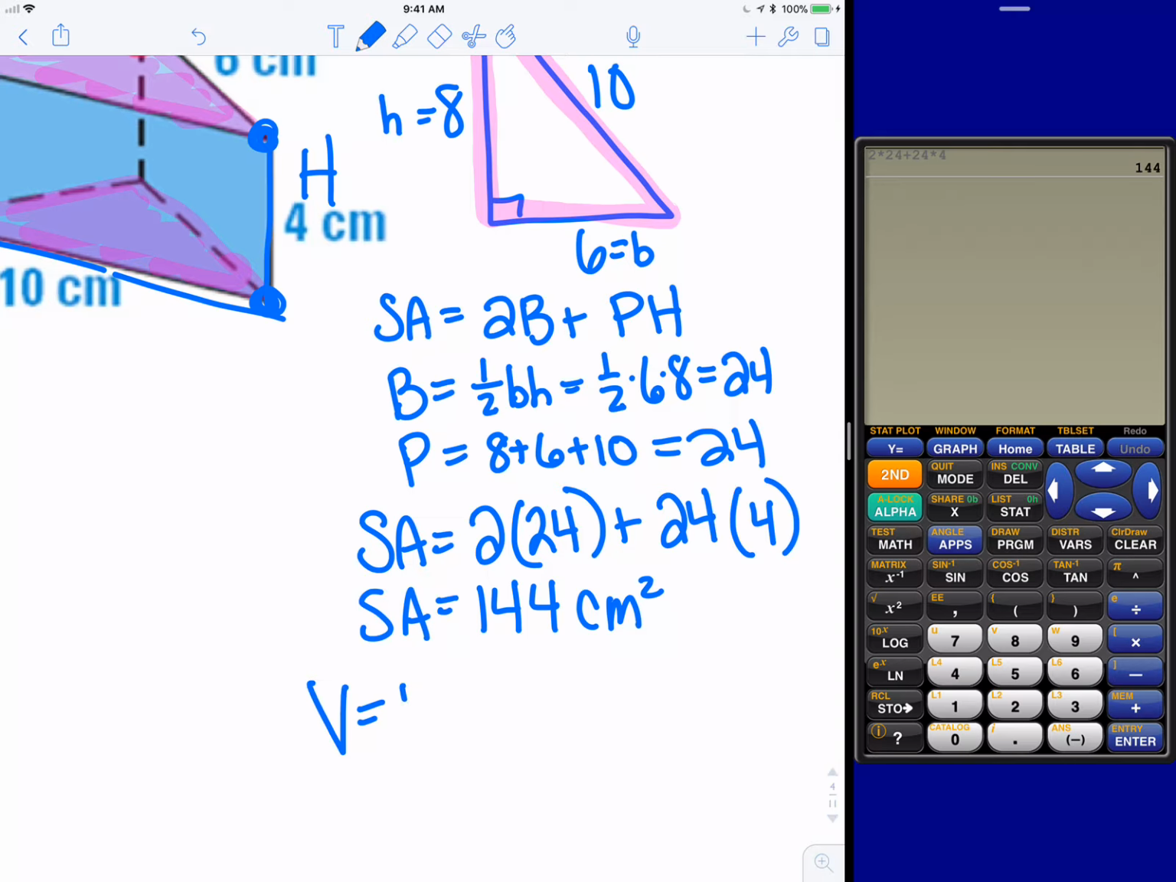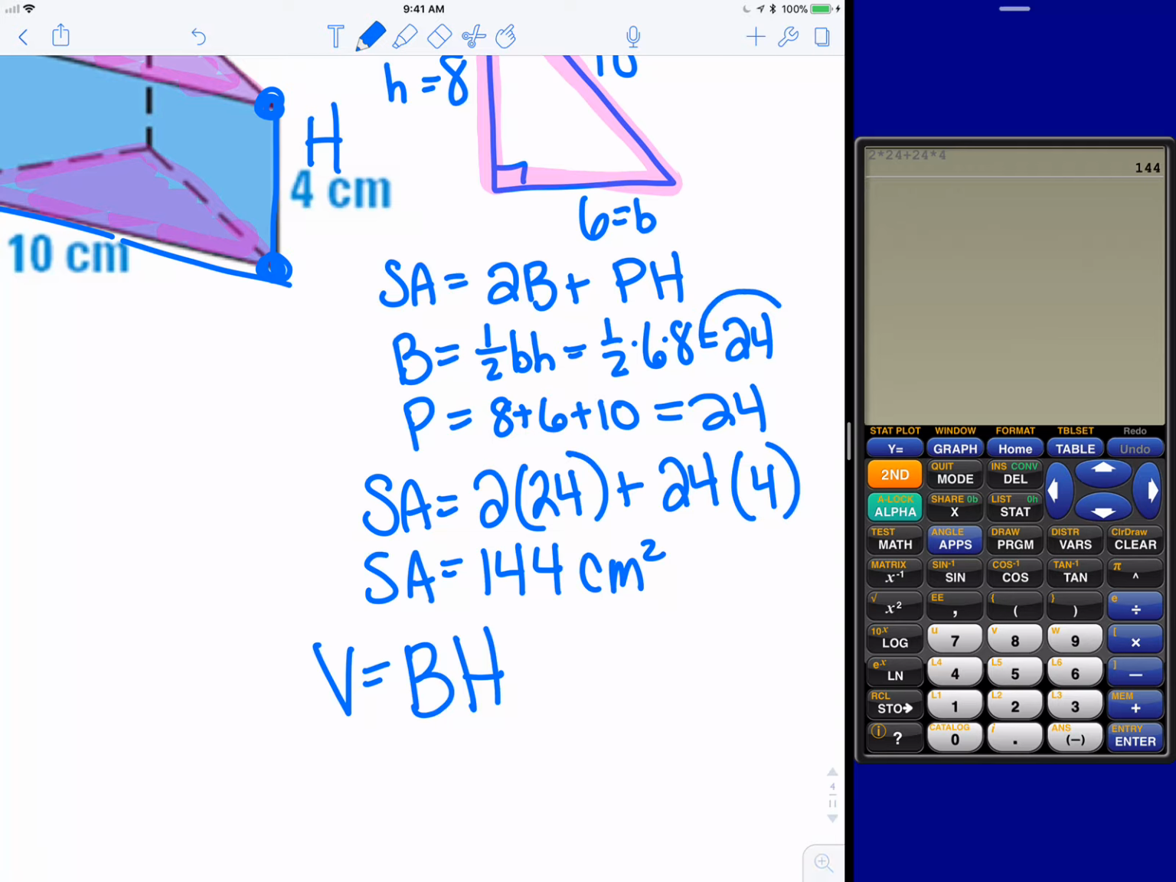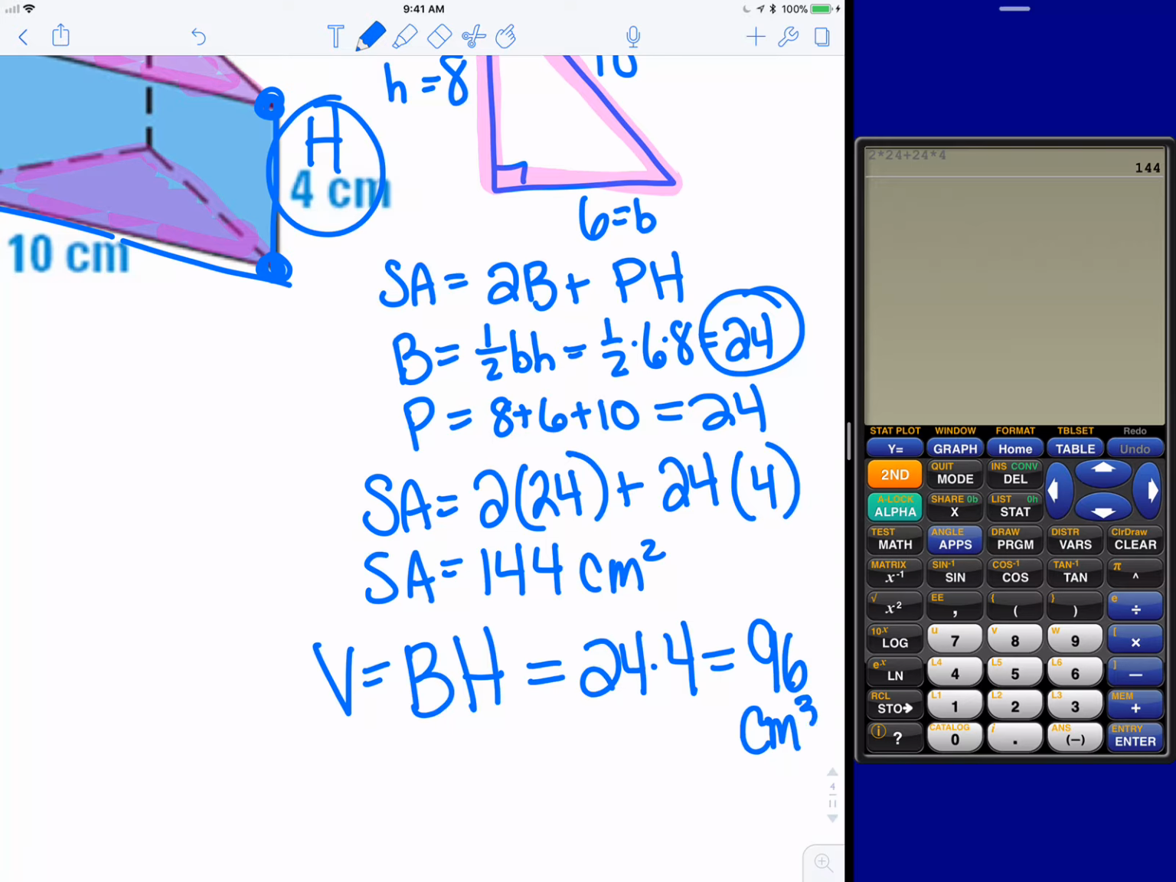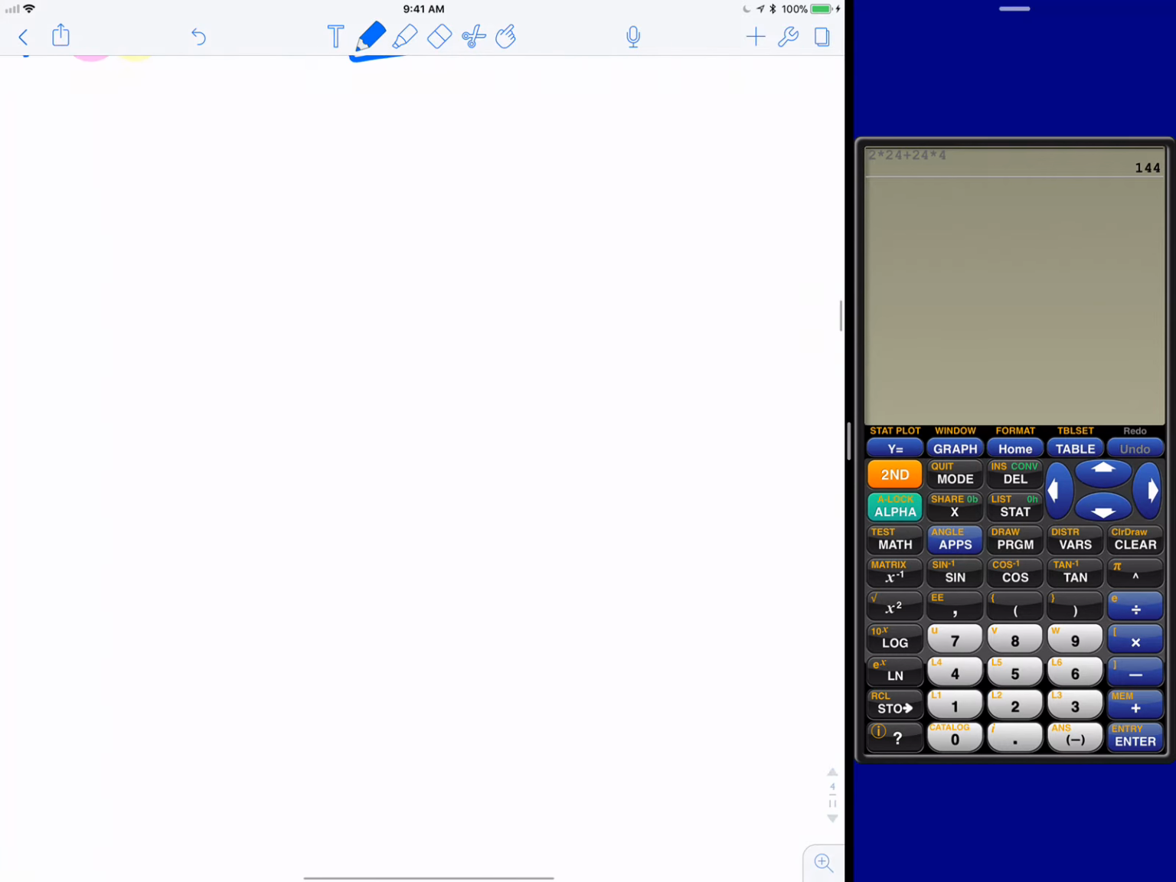Okay, volume. Volume formula is area of the base face times the height. And those values we already know. Here's the area of the base face. The height is 4. So that's 24 times 4, which is 96 centimeters cubed. Alright, let's look at the last prism problem now.